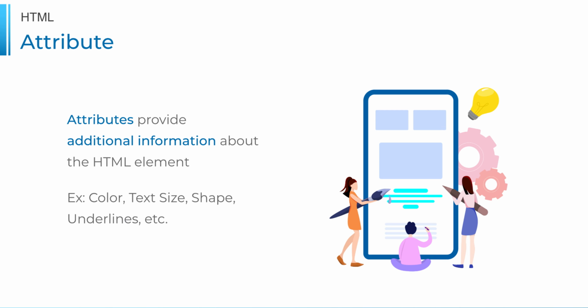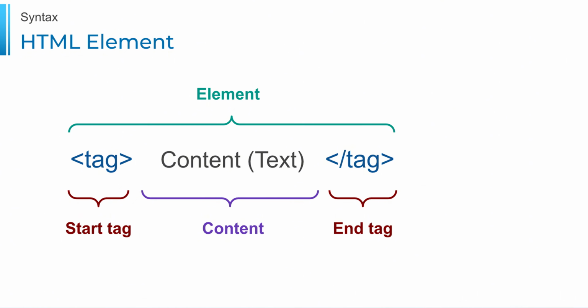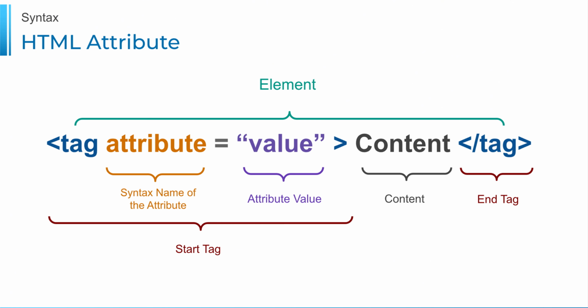Let's see. This is the syntax which we talked about before of any HTML element. The syntax is to write the start tag, content, and then the end tag. And here, to give additional information, we need to update this syntax. So here is the updated syntax of an HTML attribute, where you observe that in the start tag there is an attribute name, then equals to the value in double quotation marks, and then further the same syntax will be applied.